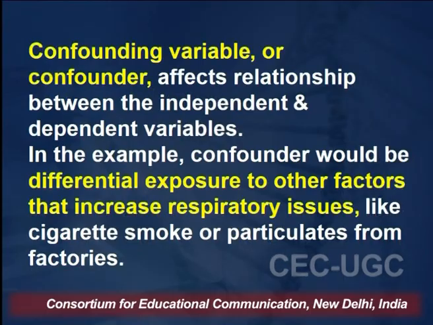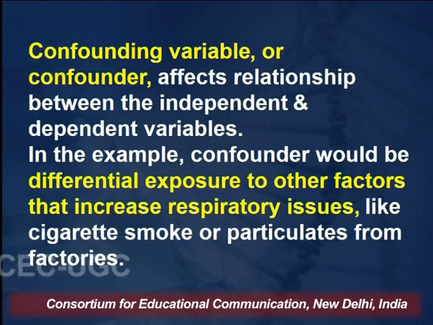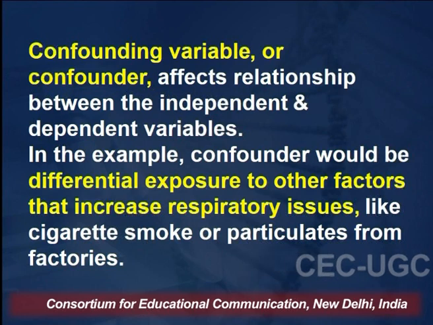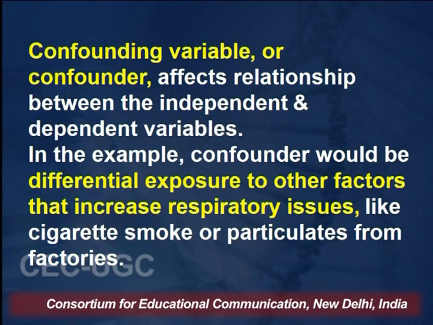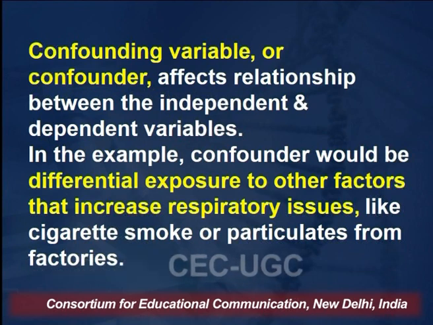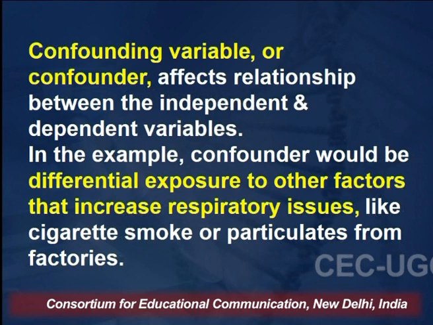When we talk about external validity, another variable that comes into being is what is called a confounding variable or a confounder. We talked about dependent and independent variables. I hope that is very clear to you. Another is the confounding variable, or confounder. What does that mean? It affects the relationship between the independent and the dependent variables, but it is not part of your research. So, for example, in our example, the confounder would be the differential exposure to other factors that increase respiratory issues, like cigarette smoke or particulate matter from factories.